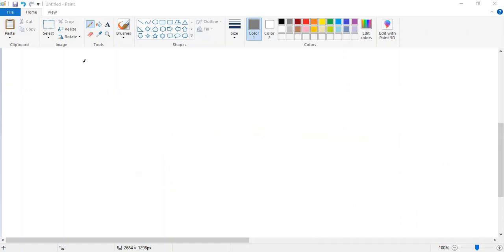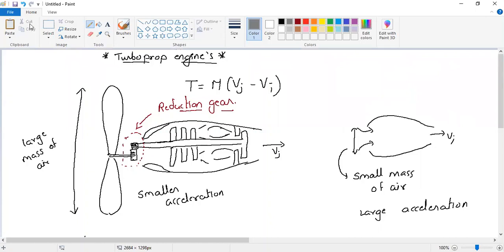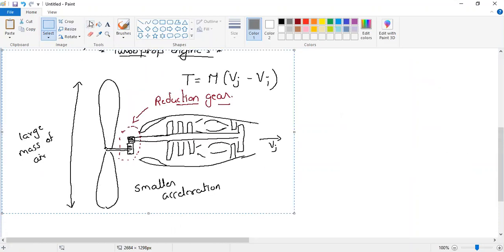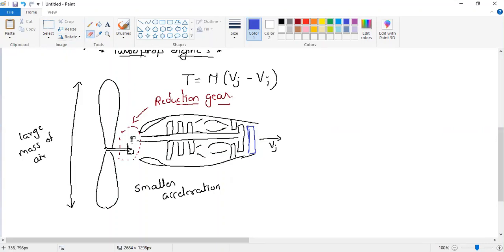Done. This is called the gear coupled engine. Now what I will do is install another turbine here, at the back of the engine, which does not have any physical connection with this. Can you see this? There is no physical connection.